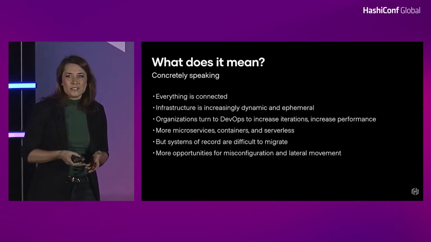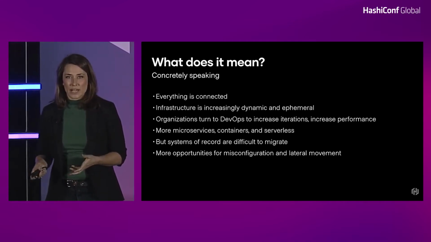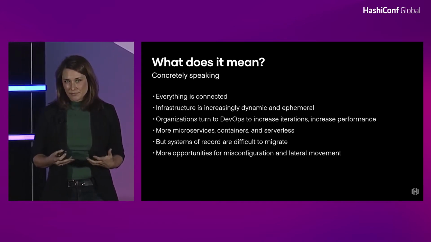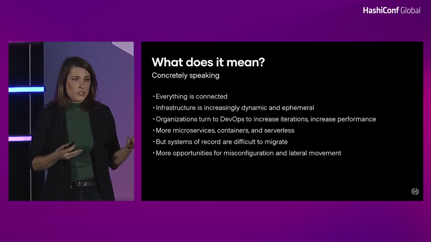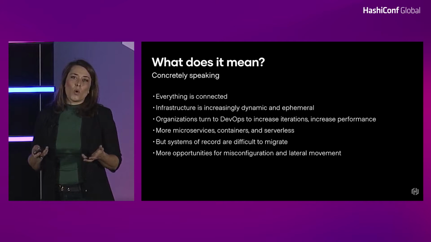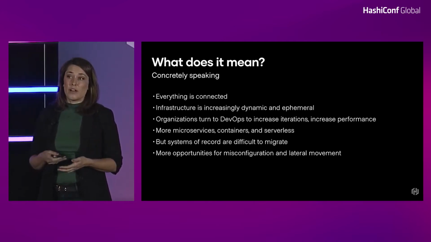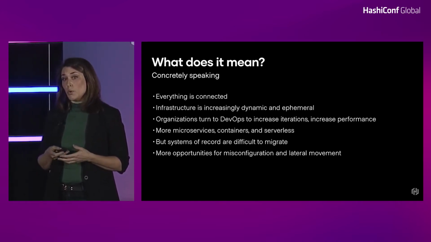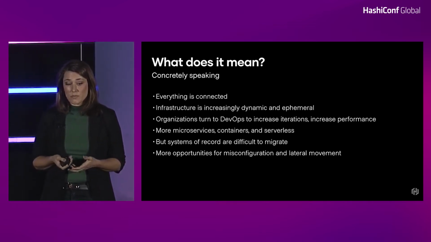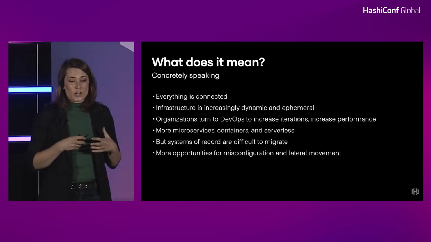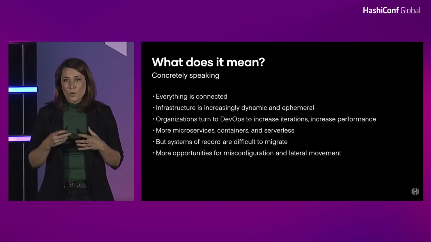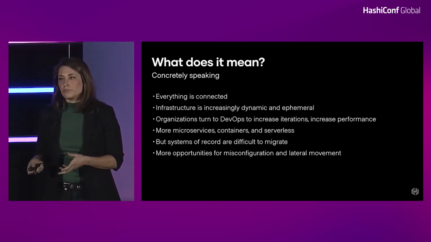But concretely, what does that mean and what are these implications? Well, it means that now everything is connected, whether that's directly or indirectly. An attacker might be able to get a foothold into Slack, for example, and then pivot to own individual nodes, or even a cloud console. And as this infrastructure becomes increasingly dynamic and ephemeral, we also want it to become more immutable.